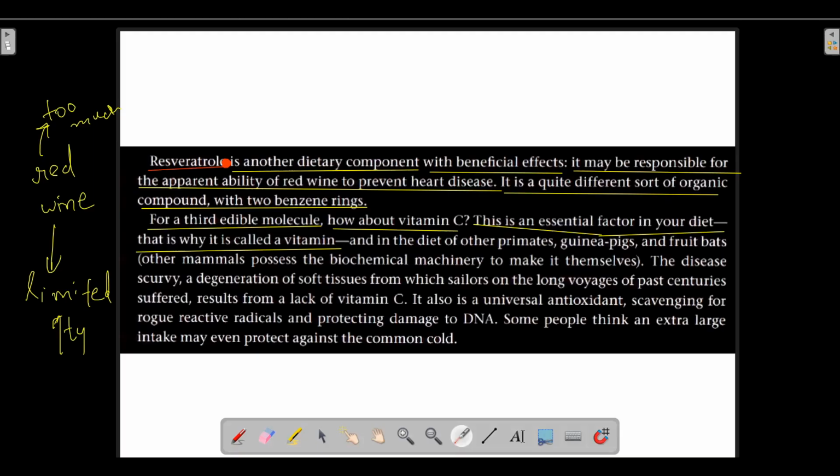So that is the meaning of vitamin. It is an essential factor in your diet, which is why it is called a vitamin. It is a very important factor in the human diet. Along with humans, it is also an important part of the diet of primates, guinea pigs, and fruit bats. Now, what are primates?